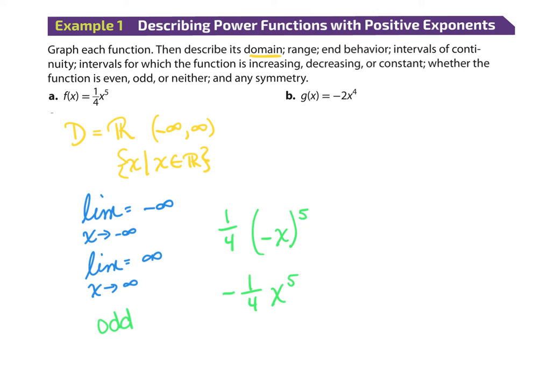So for -2x to the 4th, if I plug in a negative x and take it to the 4th power, what's going to happen? It's going to be what? Positive x times -2. Did this guy change at all? It did not. So what is this? This one is even. All right? Even and odd.